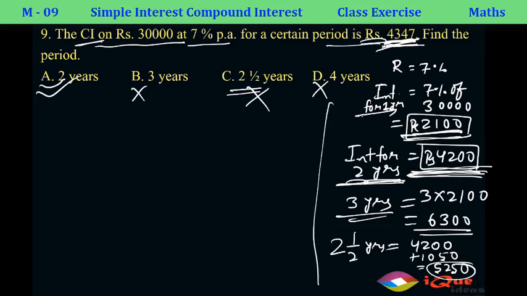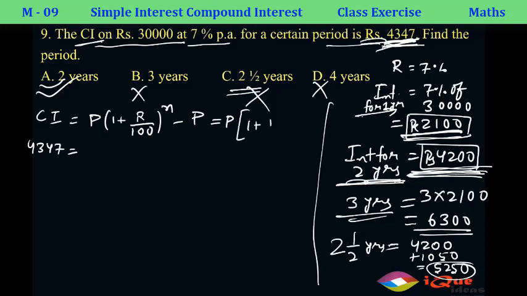Alright, so this was one very good way to look at it. Or otherwise the method is always there. You can directly put the formula. Now the other method is obviously using the formula which we have, compound interest equal to P into 1 plus R by 100 to the power N minus P. So here we have to calculate N. So compound interest is given is 4347 is equal to, here we can take one more step and we can take P common and will be inside 1 plus R by 100 to the power N minus 1.